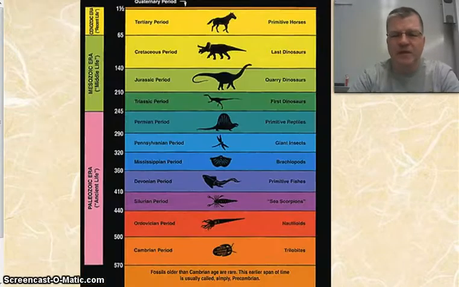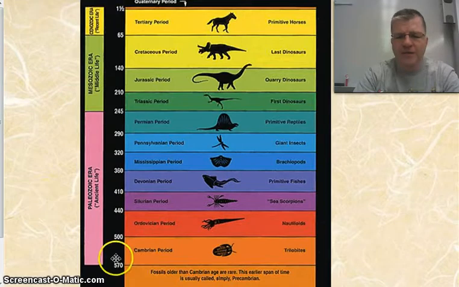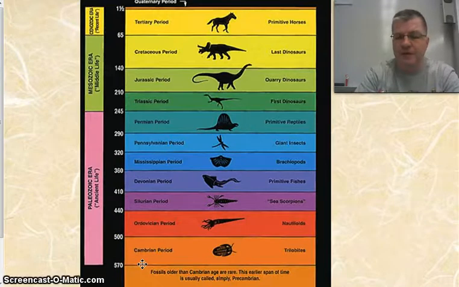Now, what we like to do is kind of look at a record, and this text is probably going to be too small for you to look at, but just to give you an idea what we're talking about here. The oldest date on this particular chart is 570 million years ago, and that's the beginning of a time period called the Cambrian period.